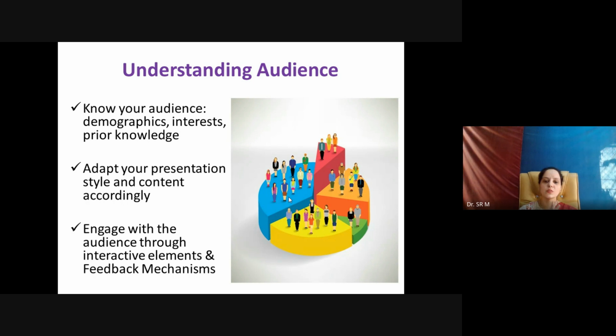So know your audience means I have given something as demographics. So we have to familiarize ourselves with the diverse demographics as Sarika madam told us. So, who are all present in our classroom or in our virtual space? Factors such as age, cultural background, the educational level, even their professional experience, it can significantly influence how our audience is perceiving whatever we tell, and how they interact with our content matters.